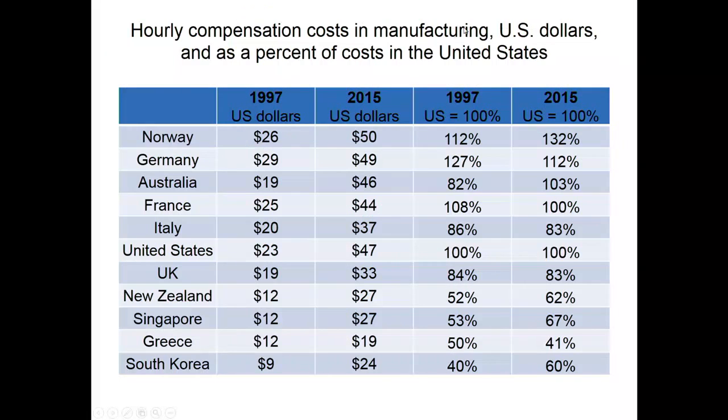And you can see that comparing hourly compensation costs in manufacturing, in US dollars as a percentage of costs in the US. In the United States, it costs $23. In Australia, it's 82%. So if you use the United States as a standard, in Australia, it's 103. So we're less competitive relative to the US, but there are other countries that are cheaper. Norway has much higher labor costs, and so you'd expect Norway to have more pressure towards automation compared to the US. Similarly for Germany.